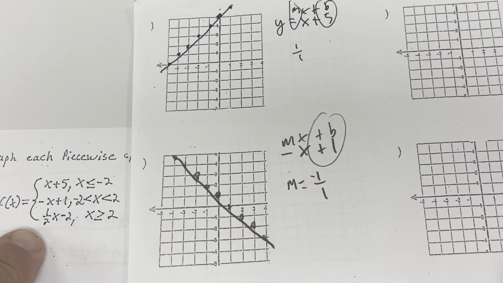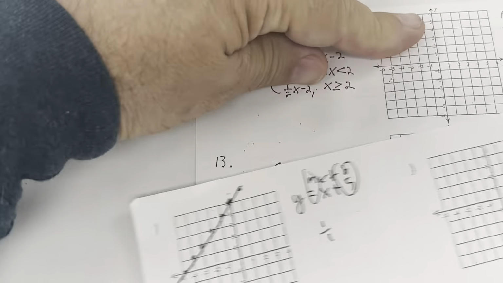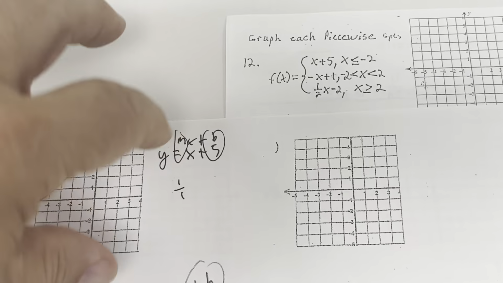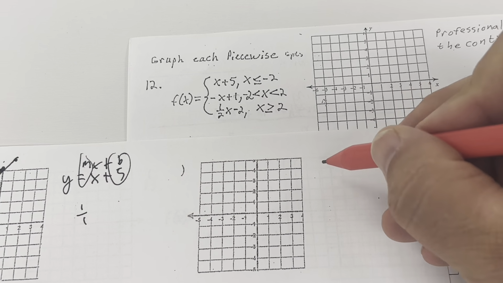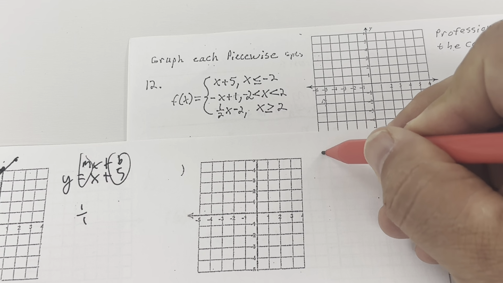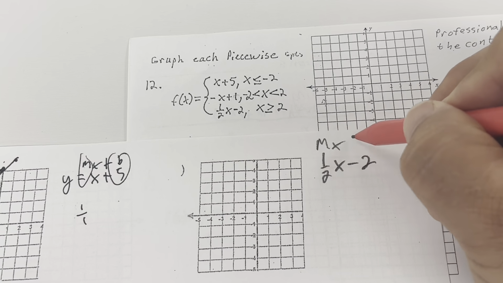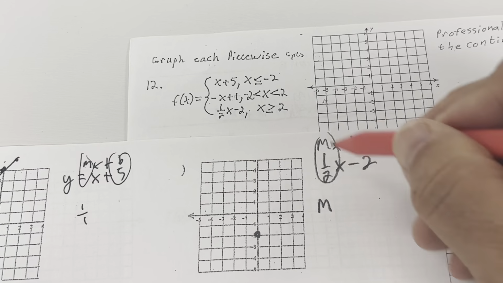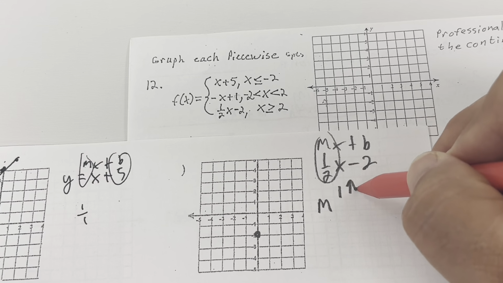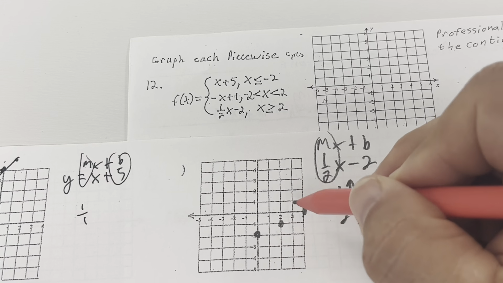My third graph is 1/2 x minus 2. So I'm going to put that third graph up here. Third graph is 1/2 x minus 2. mx plus b. I begin at negative 2 on the y-axis. My slope is up 1, right 2. Up 1, right 2.